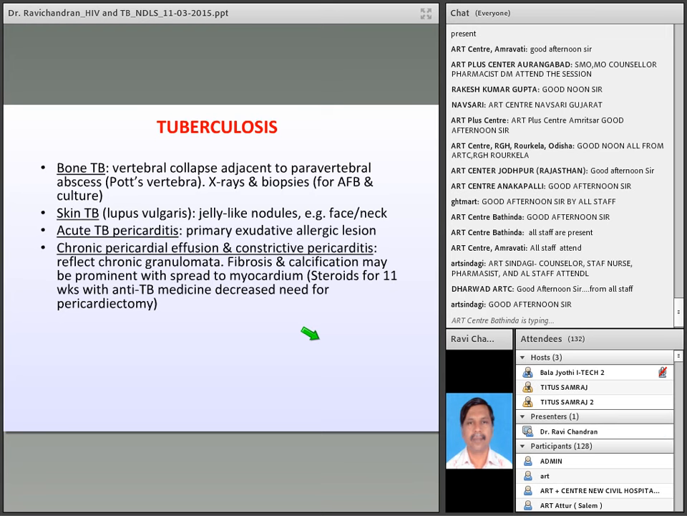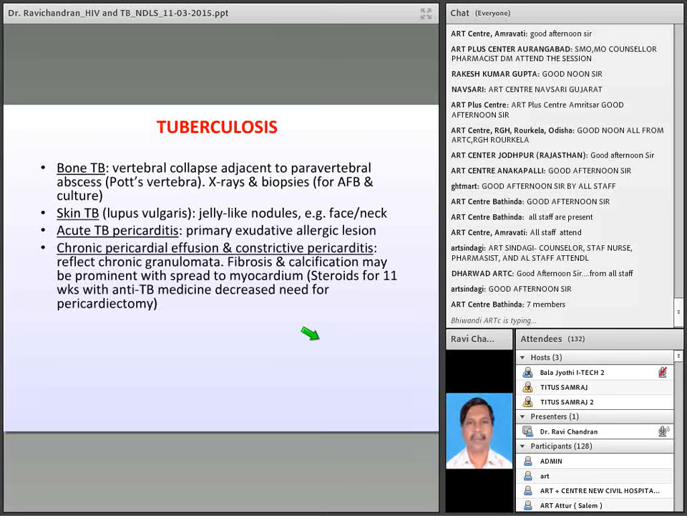Skin TB: the skin also may be involved in the form of jelly-like nodules. It is called lupus vulgaris. They are mainly seen on the face and neck.